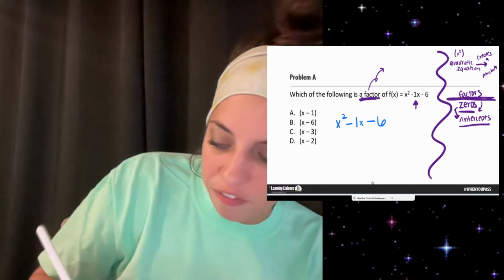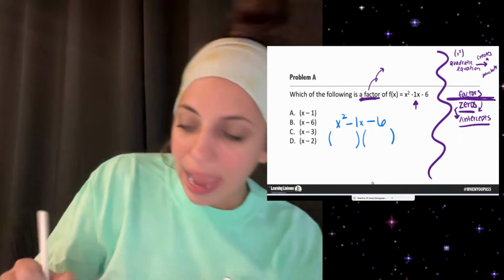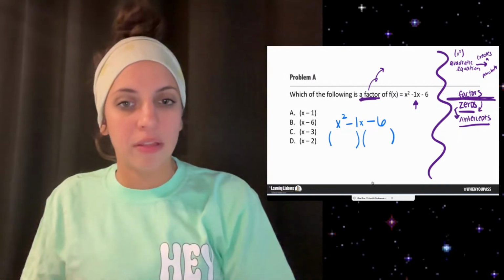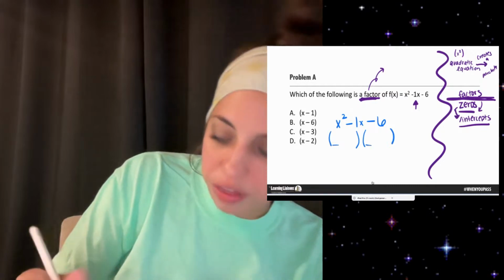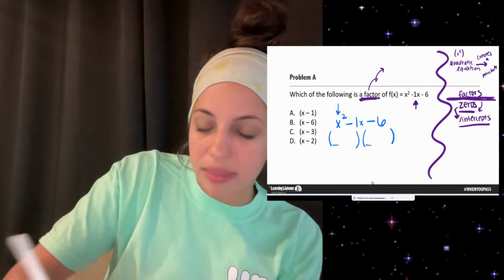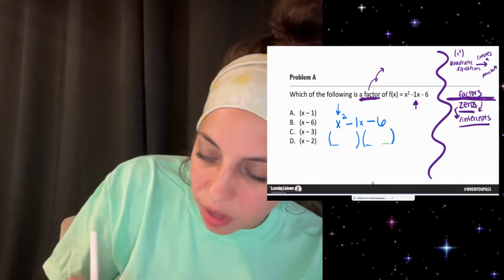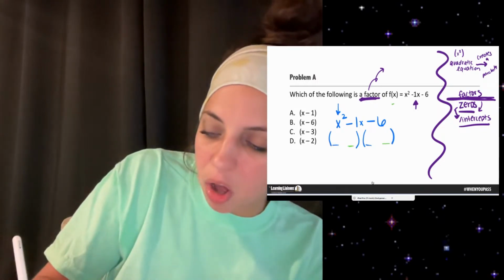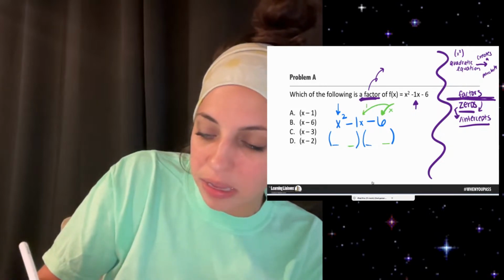And so when I'm factoring, I'm always going to set up my parentheses. And when I set up my parentheses, the items that go here are things that multiply to give me this. And the items that go here are the items that multiply to give me the last one, but add to give me this one.